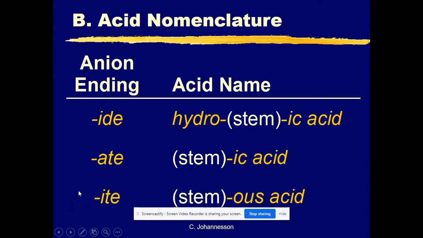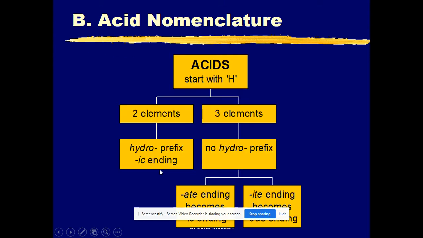You're going to want to write this whole thing down. This is what you're going to use as you're naming them. So you're going to need to know that if it ends in "ide," you do hydro, stem word, ic acid. "Ate" goes to "ic," "ite" goes to "ous," basically, is how we learn that. So write these down, and then as I go through the examples, you can look back at these. But write all of this down for sure.